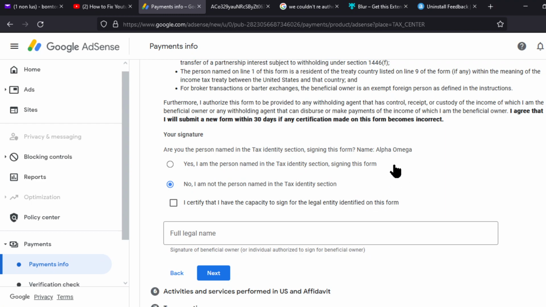Because my name is Alpha Omega. You know, when you open a YouTube channel or Google Mail, you can use any name you like. They don't really care that much. So now it shows this Alpha Omega that goes with my YouTube channel. But now, in the tax form, I use a different name. Now they're still going to ask me again. Why are you doing that?